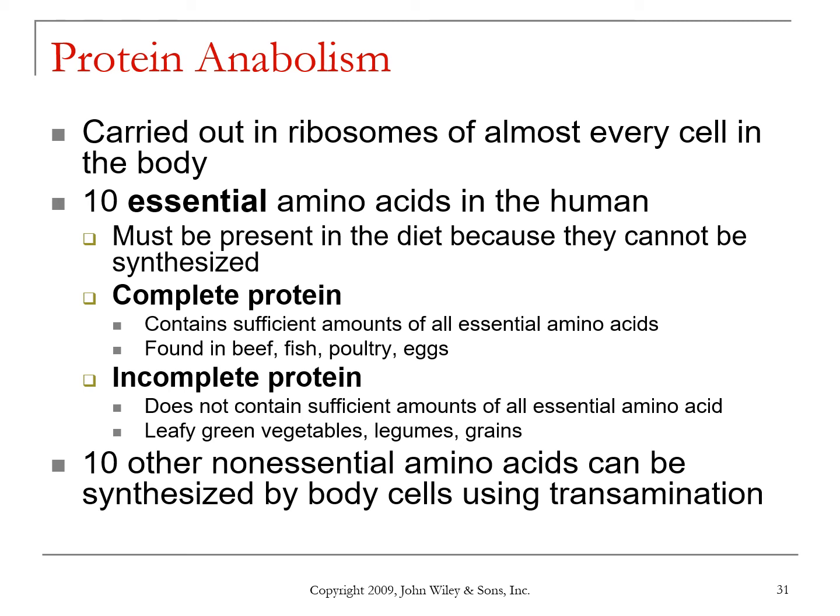Now, regarding these essential amino acids, you've got to get them in your food. Certain food types provide all 10 essential amino acids and therefore are called complete proteins. Again, they provide sufficient amounts of all the essential amino acids, and these are mainly animal proteins. So proteins found in beef, fish, poultry, eggs, etc. Meat proteins tend to be complete proteins because they provide all the essential amino acids.